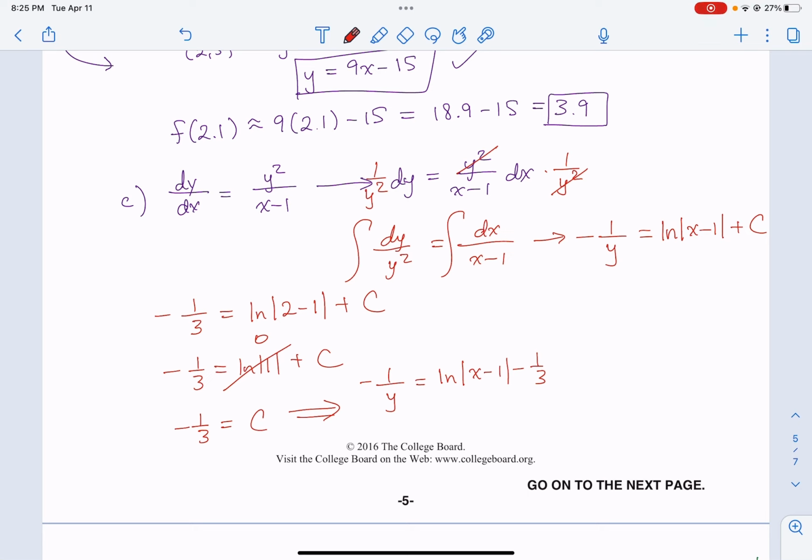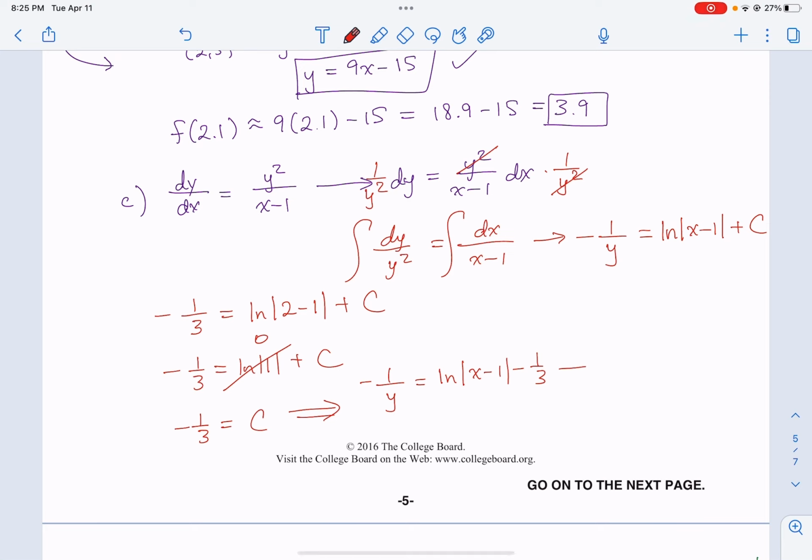And if you look at the scoring guidelines, they do in fact want you to solve for y. They probably would not be okay if you left your answer like this. I know I let you guys do that on the last test, but for the AP, that's a no-no. So we got to solve for y.